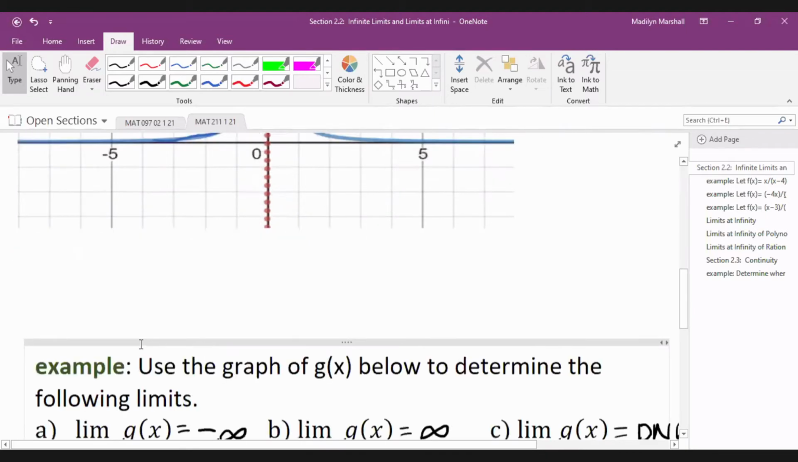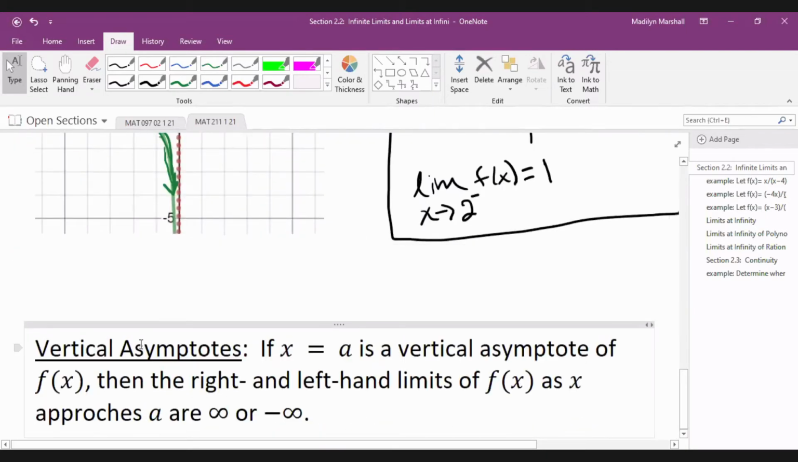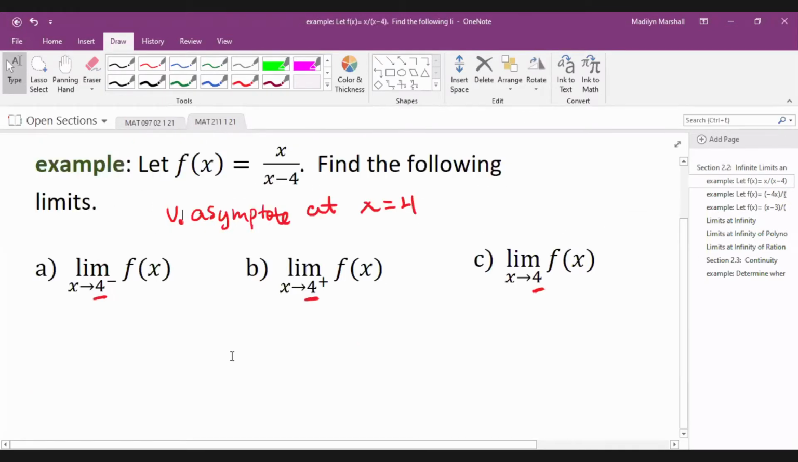So either way, anytime we have a vertical asymptote, we know that if we're looking at a limit going toward that, our answer will be either infinity or negative infinity. We just have to figure out which one it is. So that's our important piece of information for this example. So we know we have an asymptote at 4. So we're looking at our limits as we get close to 4. First from the left side, then from the right side, and then together.